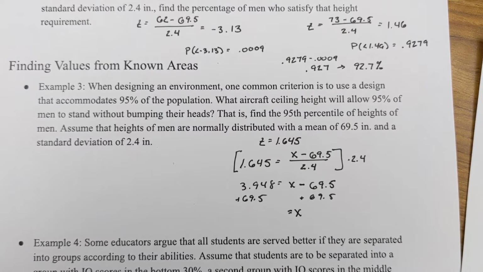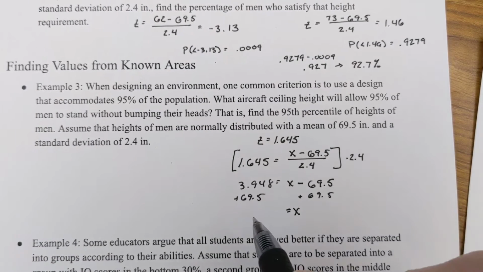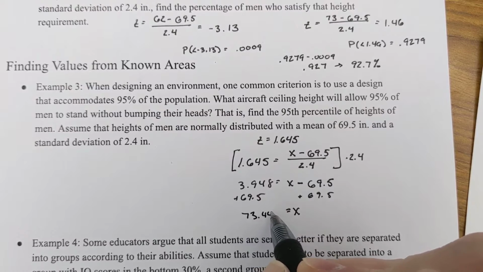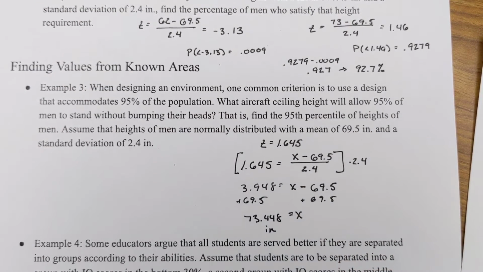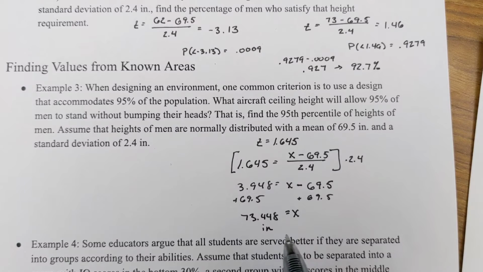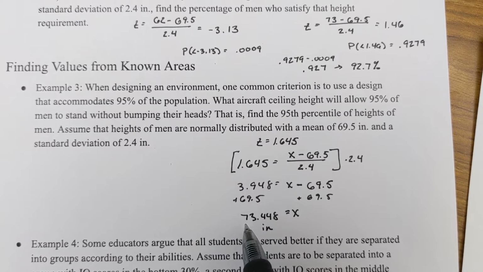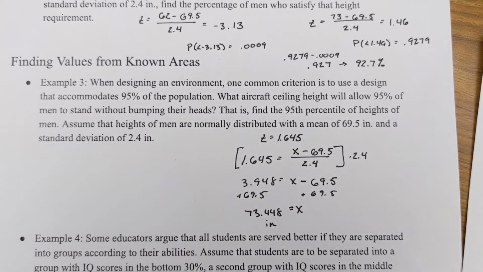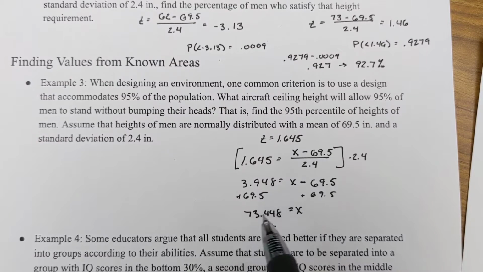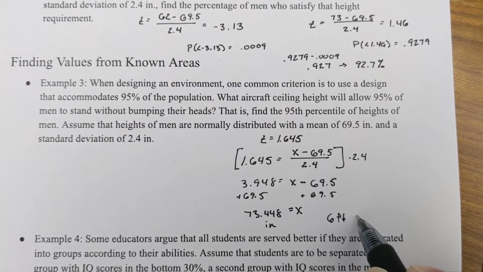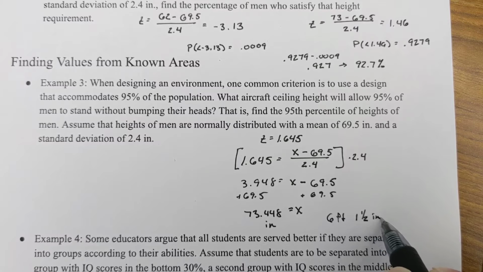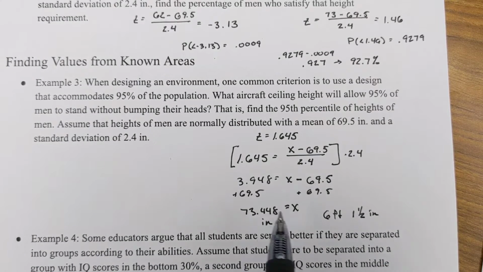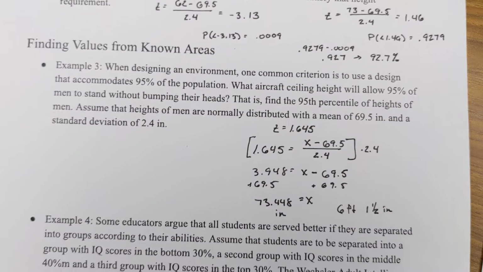I thought I was going to have to multiply those numbers. That was going to be way too big. So that number plus 69.5, so 73.448 inches. So 95% of men are less than that height, 73 inches, which is 12 times 6. So 6 feet tall is 72 inches. So that's 6 feet, 1.5-ish inches. So almost all men, 95% of men, are less than that height.